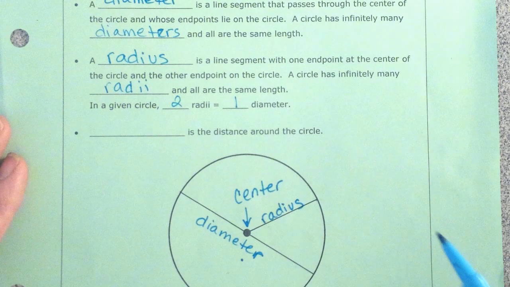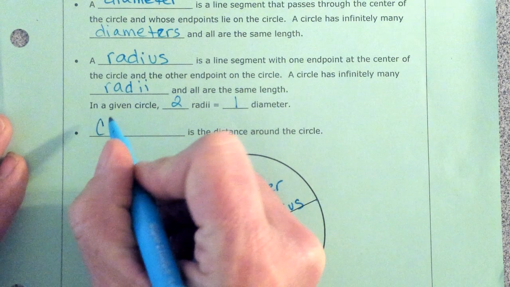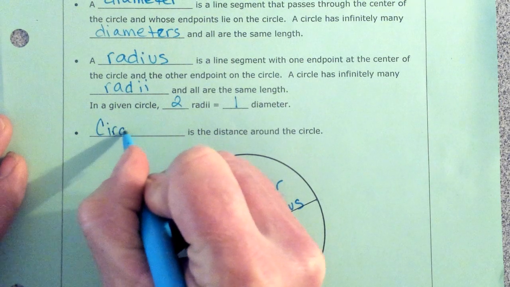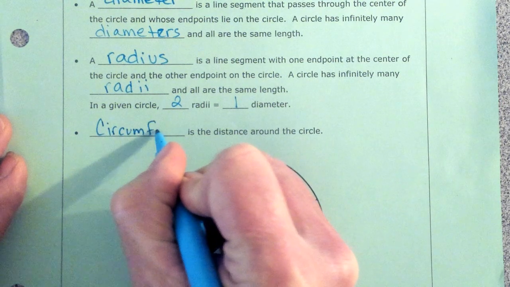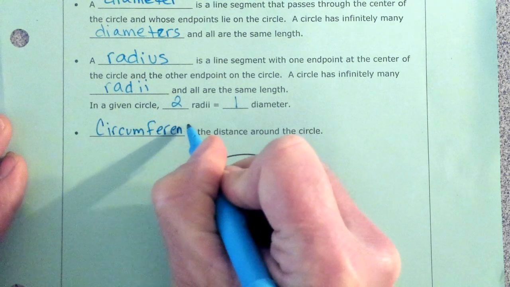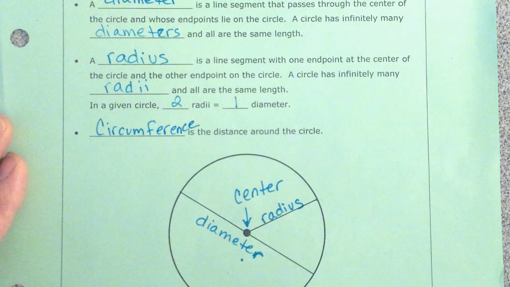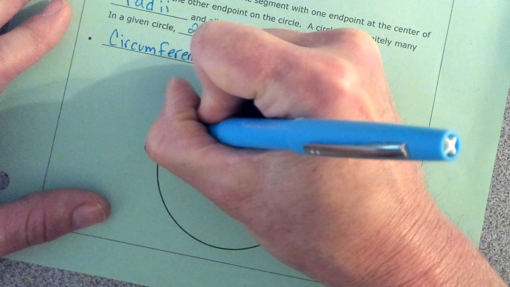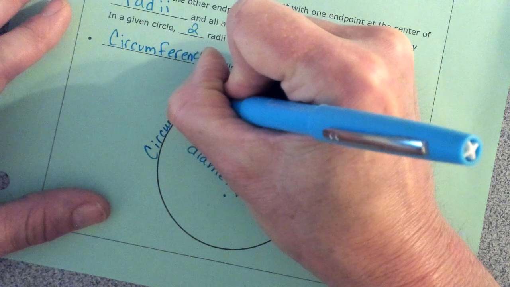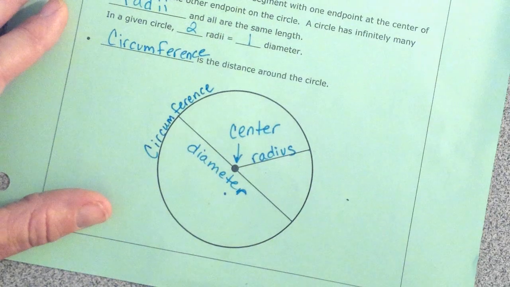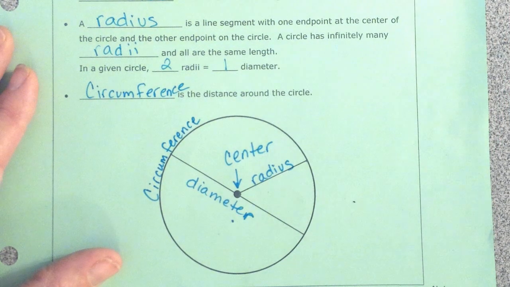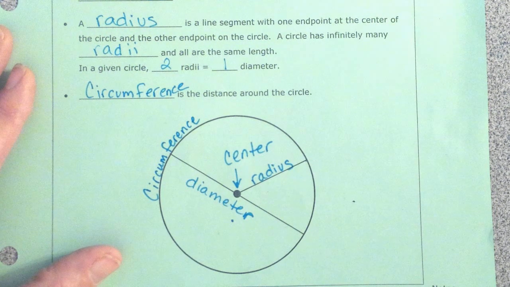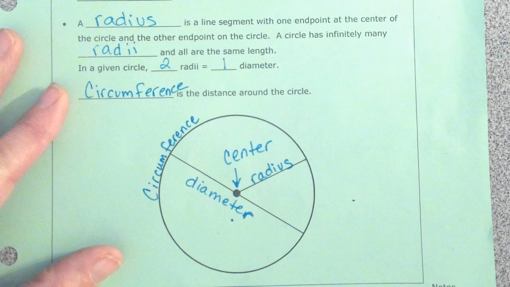Now, what is the distance around the circle? This is called the circumference. C-I-R-C-U-M-F-E-R-E-N-C-E. Oh, I ran out of room. So around the edge, let's go ahead and write circumference. It's like the perimeter of a circle, but to find the perimeter of a rectangle, you add all the sides, but a circle doesn't have sides. So we have to use the formula to find the circumference, the distance around the circle.